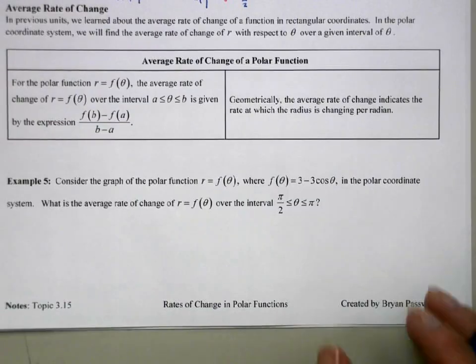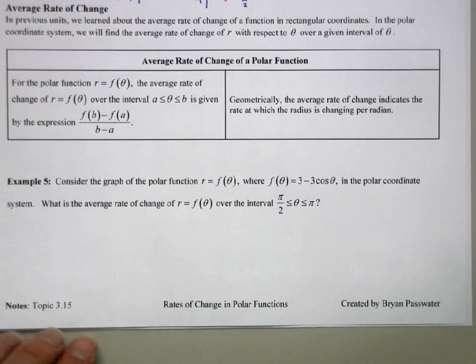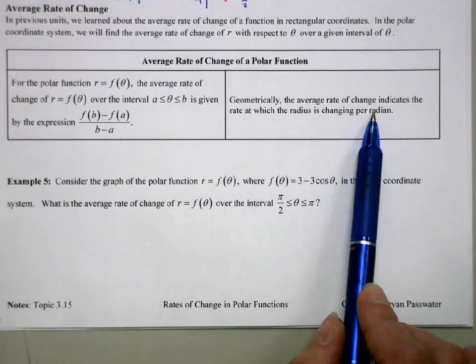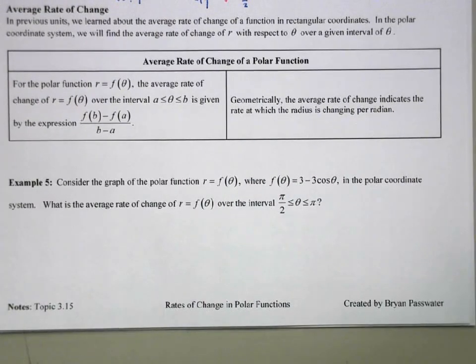Next, we have average rate of change. So the average rate of change, just like day 2 of AP Precalculus, is f of b minus f of a over b minus a. For a rectangular curve, that's the slope of the secant line, the slope through those 2 points. Polar, that's not quite the case. Geometrically, the average rate of change indicates the rate at which the radius is changing per radian. So how far away the r values are, and at what rate they're changing. So really straightforward. Same formula, just new functions to deal with.